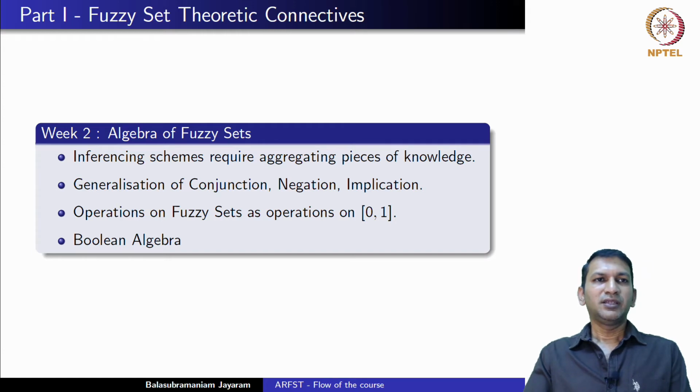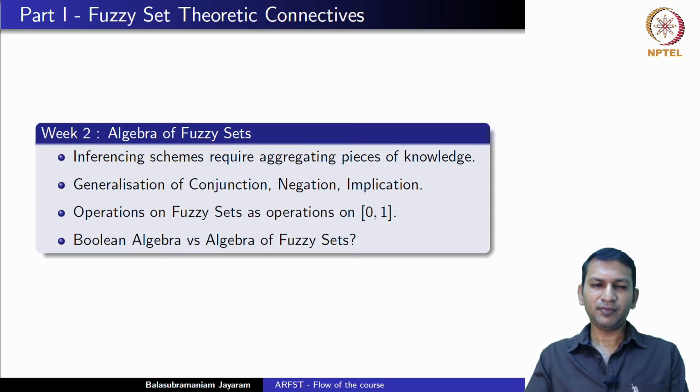It is well known that Boolean algebra underlies as the algebraic structure for the classical set theory. Then it begs the question, what is that algebra that we can obtain over the set of fuzzy sets? This is something that we would see in week 2 of this course.